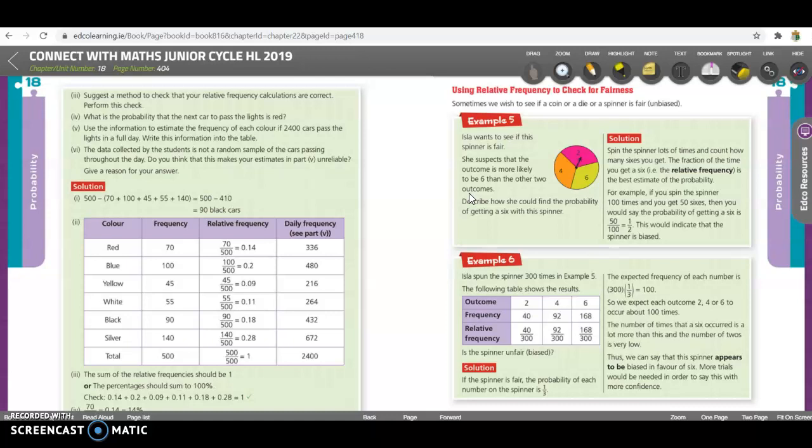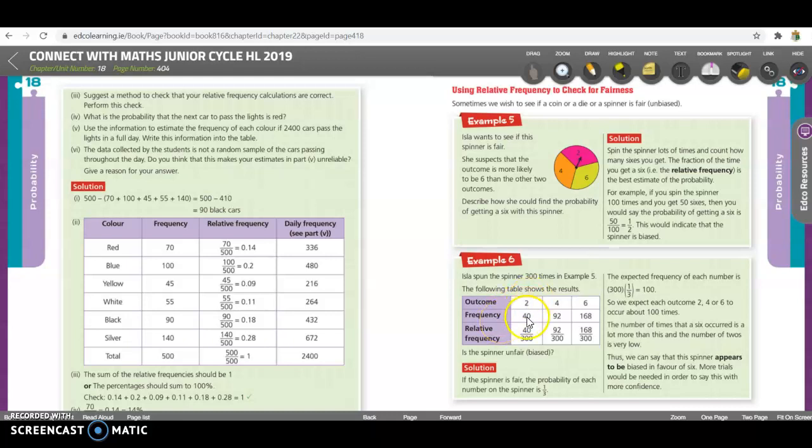Just keep spinning the thing, and let's say I spin it 300 times. I would expect 100 6s, 100 4s, 100 2s. And the further my answers are away from those predictions, the more confident I might be to say it's biased or not, with the little caveat I mentioned earlier about wanting to do as many trials or spins as possible. So in example 6, it says she does spin it 300 times, and here are her results.